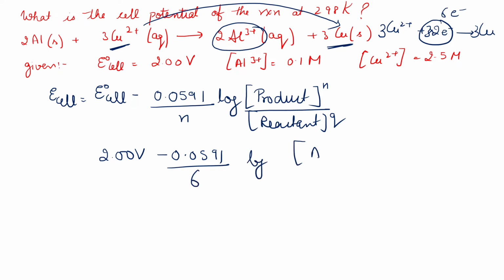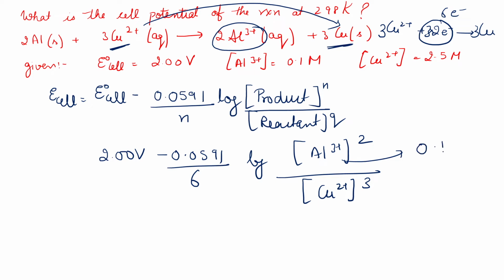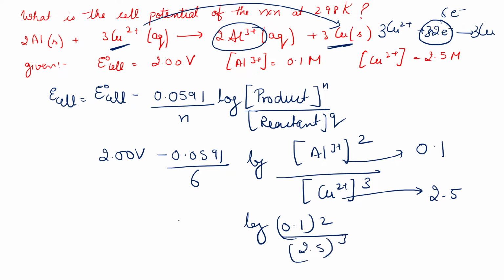Product concentration, we will consider aluminium 3 plus raised to power 2 divided by copper 2 plus raised to power 3. So substituting the value of aluminium 3 plus ion, that is 0.1, and substituting the value of copper 2 plus, that is 2.5. So we'll solve this equation: 0.1 square divided by 2.5 cube, 0.0591 by 6 minus 2.